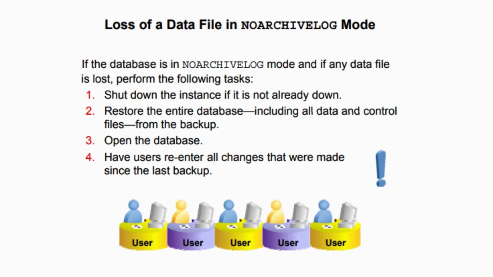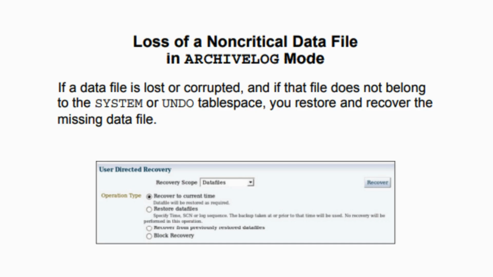If you have a database in NOARCHIVELOG mode that has an incremental backup strategy, RMAN first restores the most recent level 0 and then RMAN recovery applies the incremental backups. With the database in archive log mode, the loss of any data file not belonging to the SYSTEM or UNDO tablespaces affects only the objects that are in the missing file. The rest of the database remains available for users to continue work.